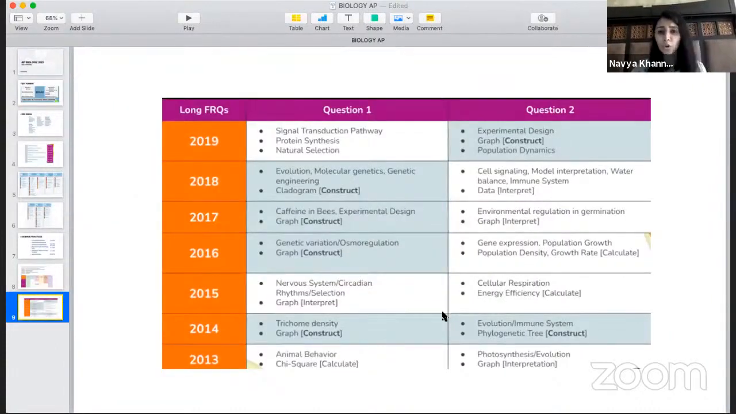This is just a screenshot of what kind of questions you've gotten in the previous, I'm talking about the long FRQs, right, that you've gotten in previous papers. So 2019 talked about natural selection, protein synthesis, signal transduction pathway, right? That was one question. And again, when we say 2 long questions, it's not just one concept that they'll ask you in that one question.